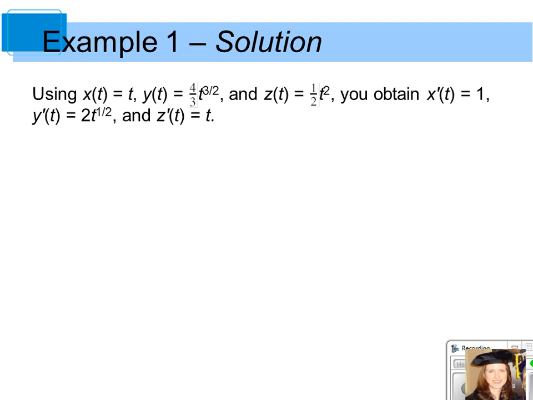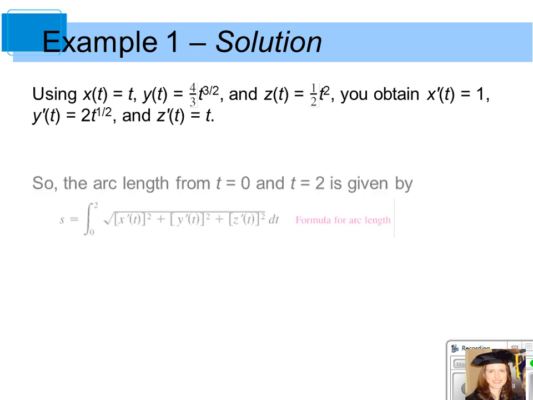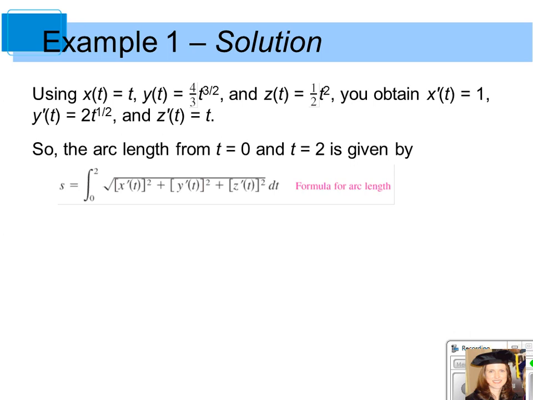Using x of t equals t, y of t equals 4/3 t to the 3/2, and z of t equals 1/2 t squared, you can obtain x prime, y prime, and z prime. We use those to find the magnitude of the r prime of t vector. x prime of t equals 1, y prime, using the power rule, is 2t to the 1/2, and z prime is equal to t. So the arc length from t equals 0 to t equals 2 is given by a definite integral from 0 to 2 of the square root of x prime of t squared plus y prime of t squared plus z prime of t squared dt.